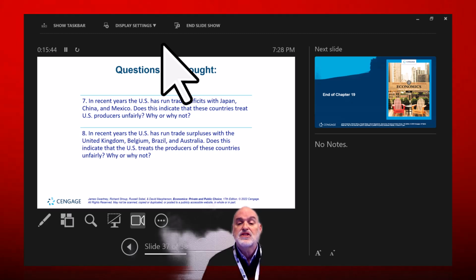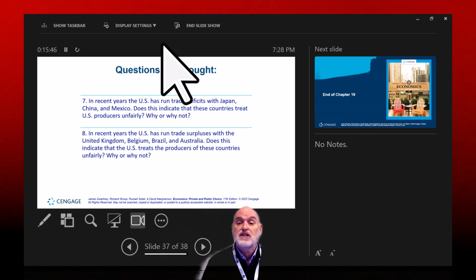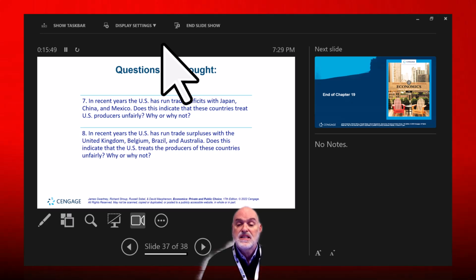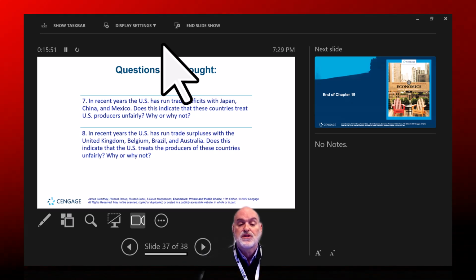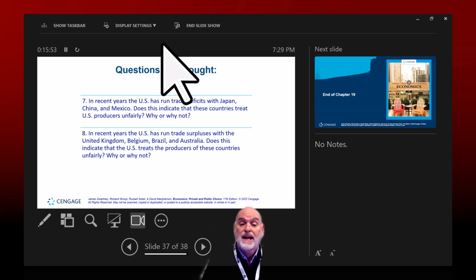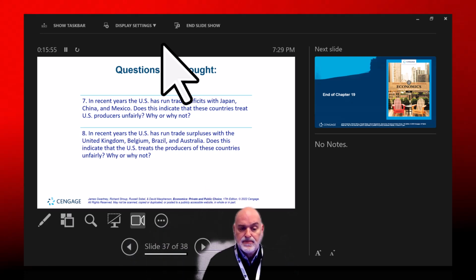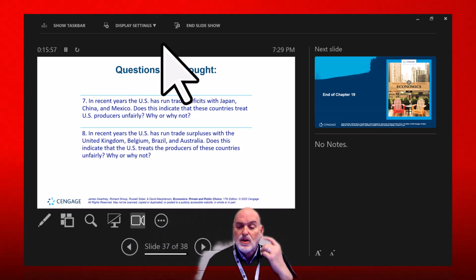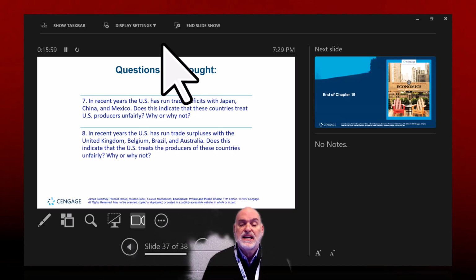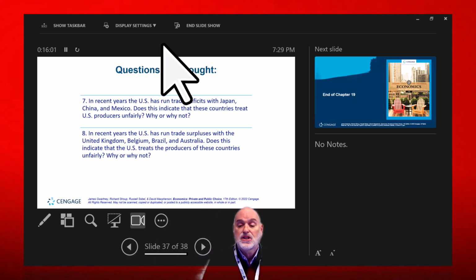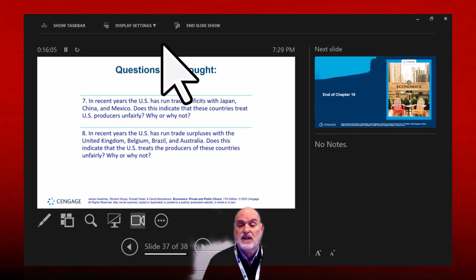Number 7, in recent years, the U.S. has run trade deficits with Japan, China, and Mexico. Does this indicate that these countries treat U.S. producers unfairly? Why or why not? And then number 8, in recent years, the United States has run trade surpluses with the United Kingdom, Belgium, Brazil, and Australia. Does this indicate that the U.S. treats the producers of these countries unfairly?